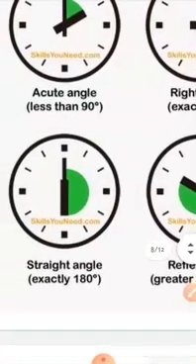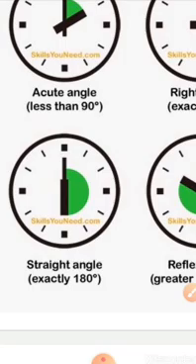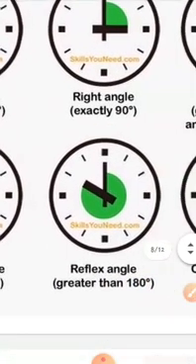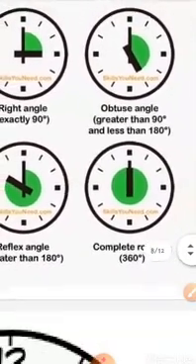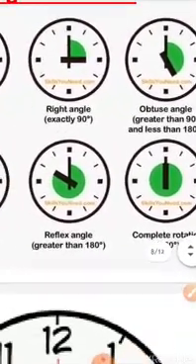In the same way, an exactly straight line, 6 o'clock, is 180 degrees. Only at 6 o'clock will you have this 180 degrees. Then the reflex angle, which is more than 180 degrees up to a complete rotation, you will see at 12 o'clock and 10 o'clock.